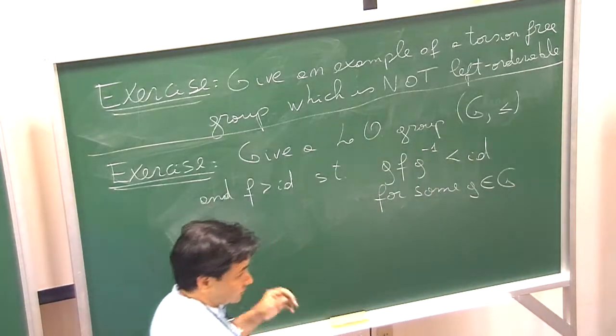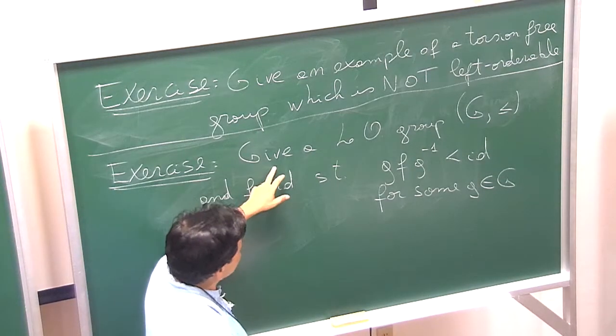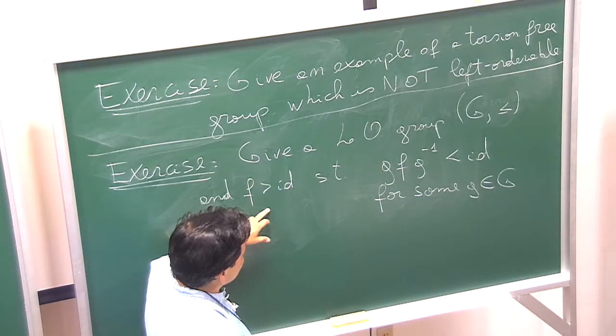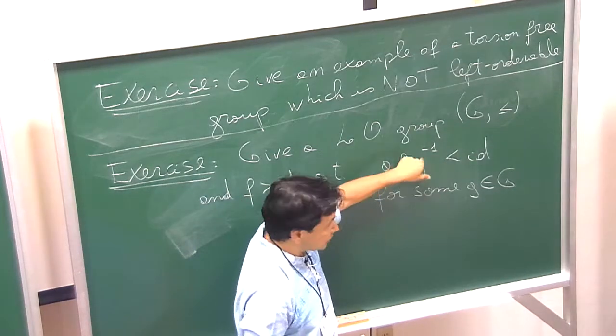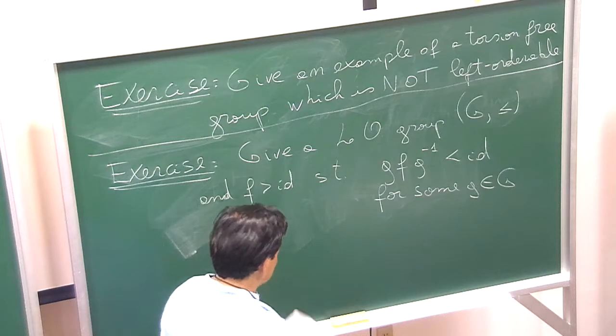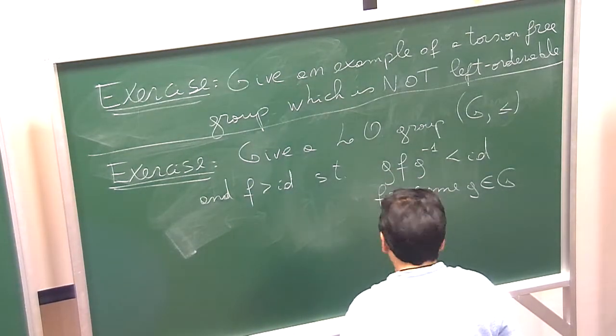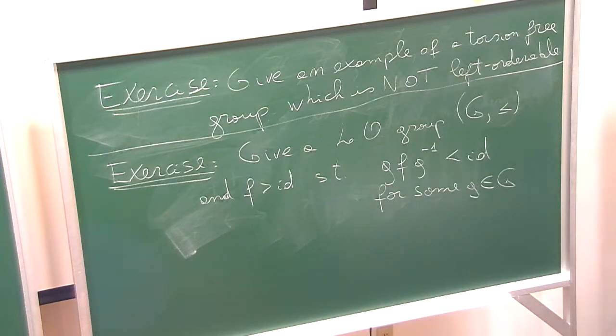Okay. Actually, this is somehow saying that the left order is not invariant under multiplication on the right. The problem here is the multiplication on the right. Okay. Good.